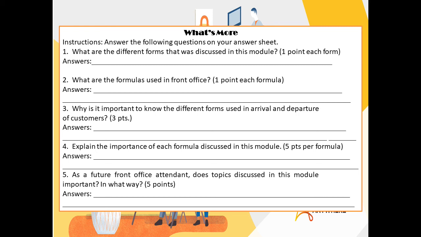Question number 3. Why is it important to know the different forms used in arrival and departure of customers? 3 points each. Question number 4. Explain the importance of each formula discussed in this module. 5 points per formula. Question number 5. As a future front office attendant, are the topics discussed in this module important? In what way? 5 points.